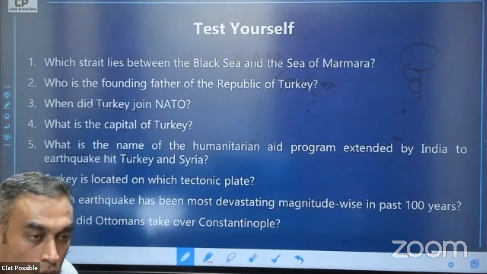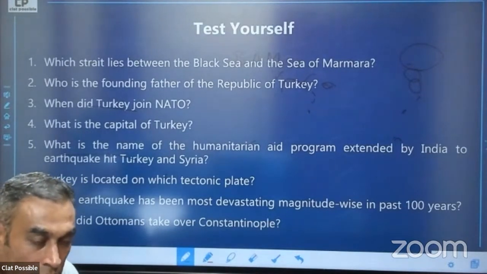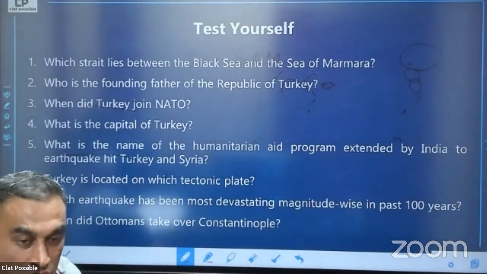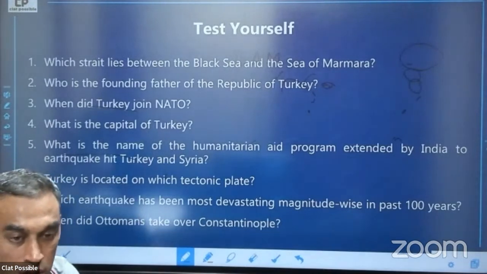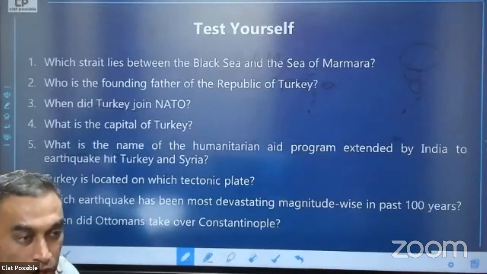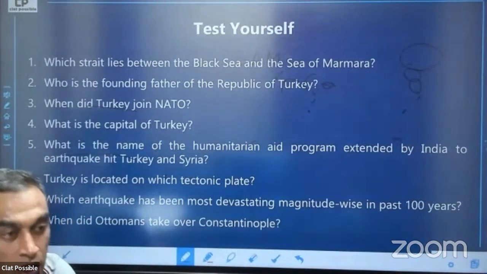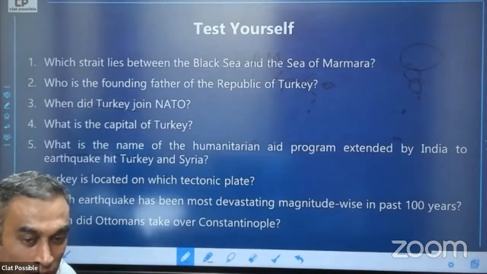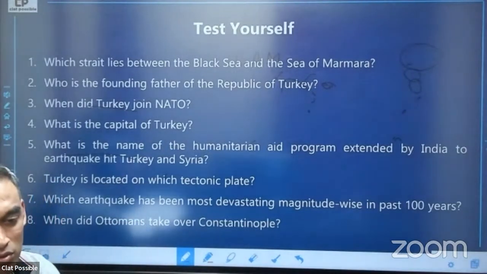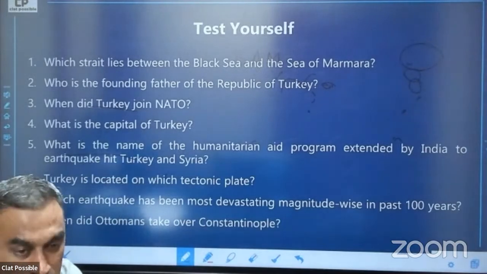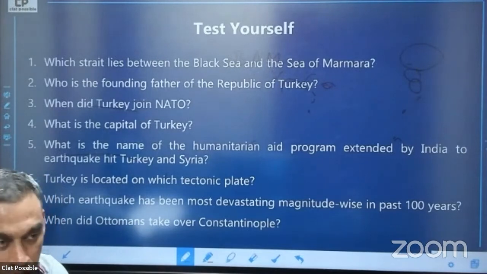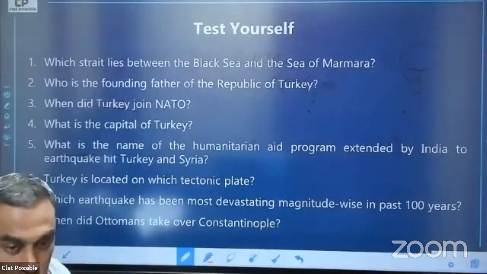The team is called NDRF, right? National Disaster Response Force. So you should know about Operation Dost and you should know about NDRF. There is also an SDRF, which is a State Disaster Response Force, but NDRF is what is most crucial here. So NDRF, SDRF, and the Indian Army. If they ask you this question, the answer will be NDRF.